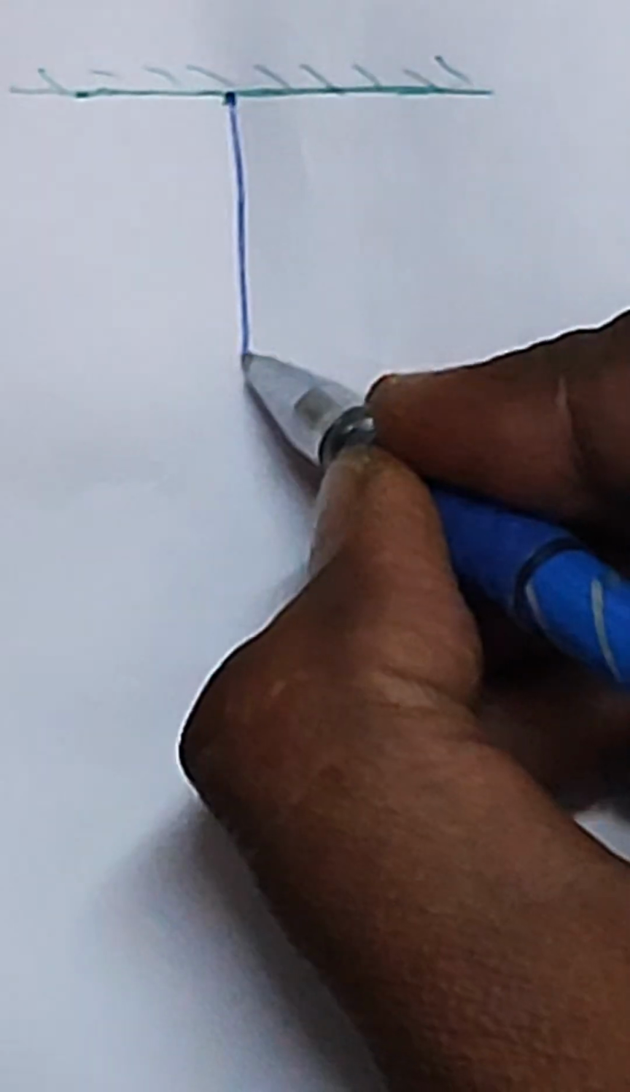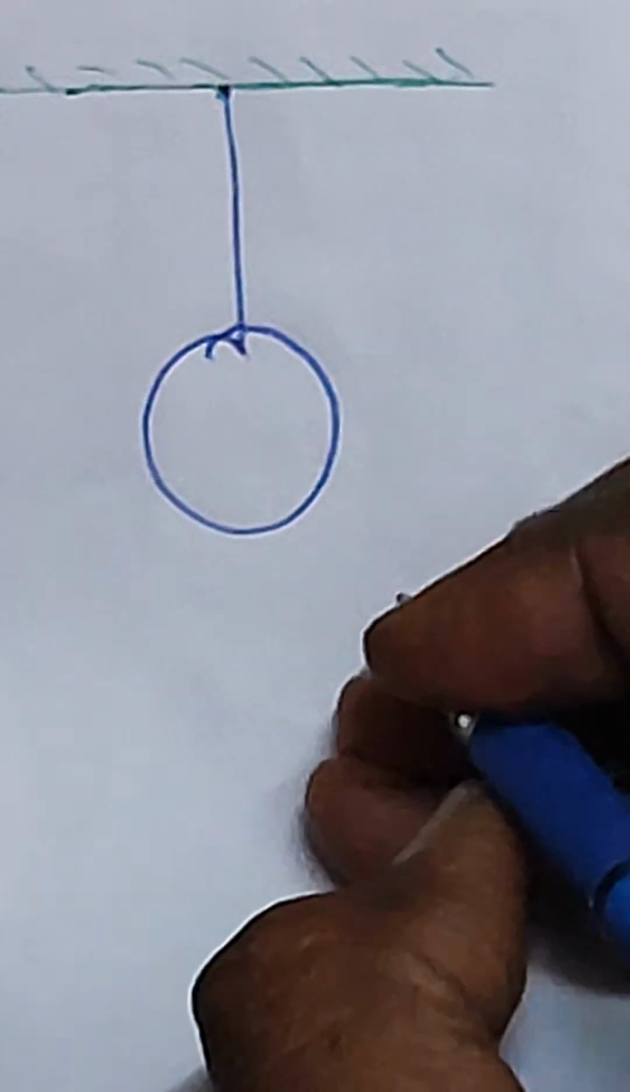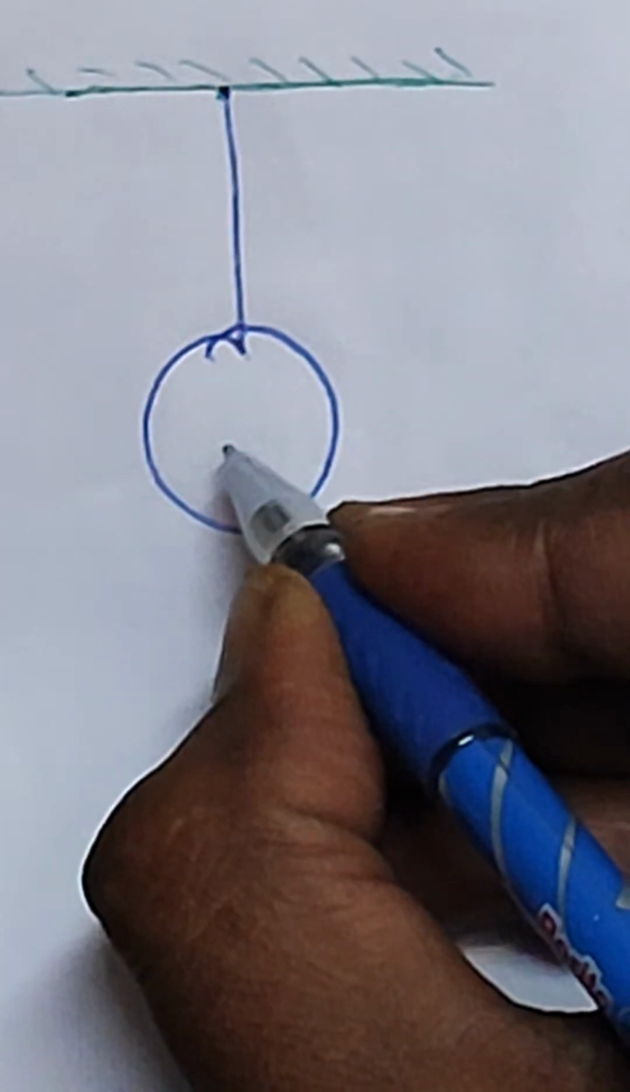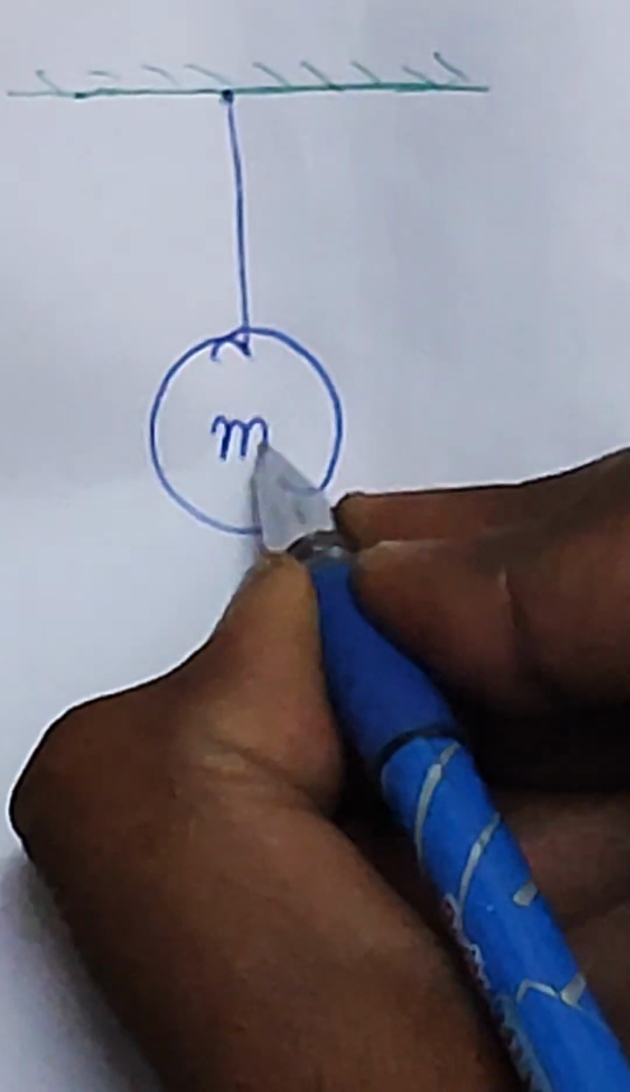So today we have taken a question where a mass is suspended from a string. Let us see. Let us say this is the mass, and this is the string, and through this a mass is suspended like this. This mass has a certain mass, let us say m.